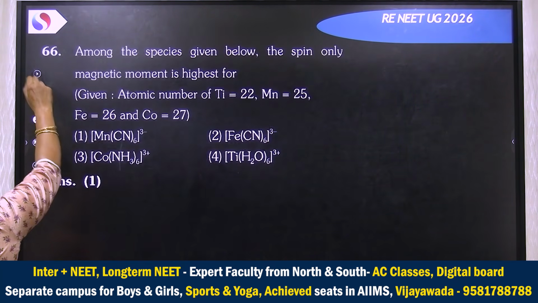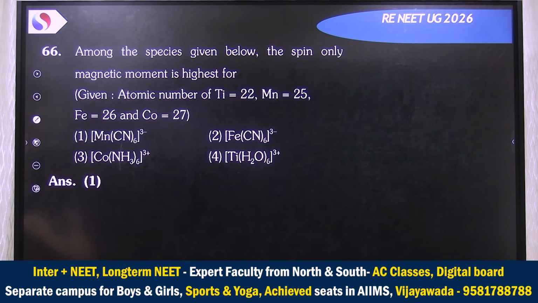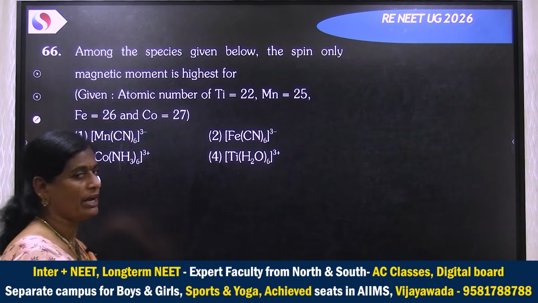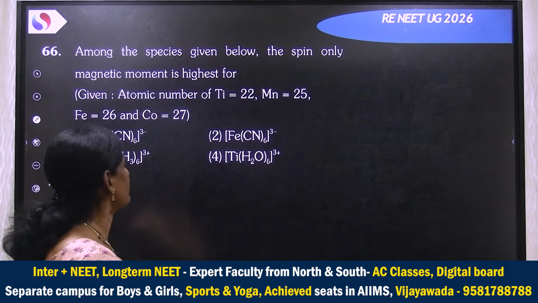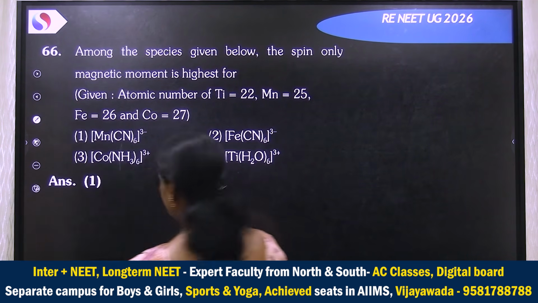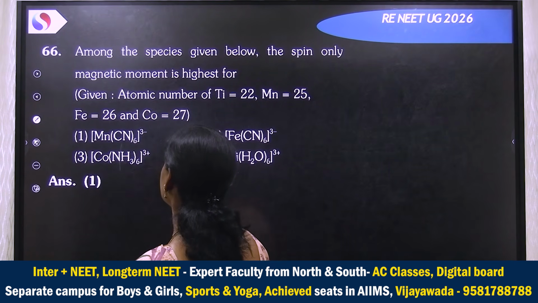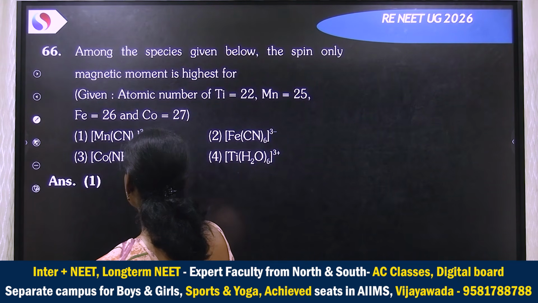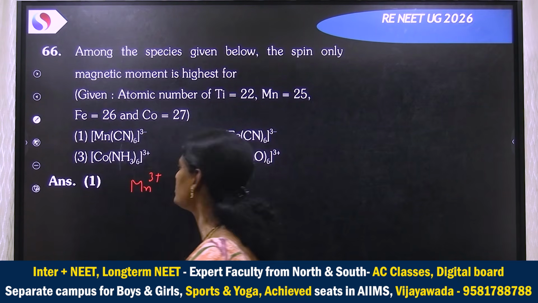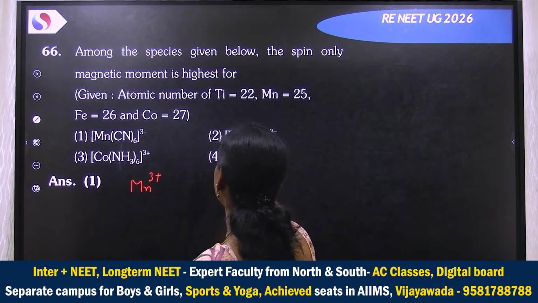Next question: among the species given below, the spin-only magnetic moment is highest for. Given atomic numbers of titanium 22, manganese 25, iron 26 and cobalt 27. This is from coordination compounds. The first complex is MnCN6 3-. In it, manganese is in the +3 state, and CN- is a strong ligand. NH3 is a strong ligand, H2O is a weak ligand.